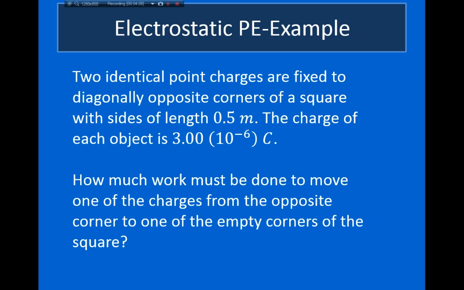So let's go ahead and look at a couple of examples. The first example says, two identical point charges are fixed to diagonally opposite corners of a square which has sides of length 0.5 meters. The charges are each 3 times 10 to the minus 6 coulombs. The problem asks us to calculate the amount of work that must be done to move the charge from its opposite corner to one of the empty corners.